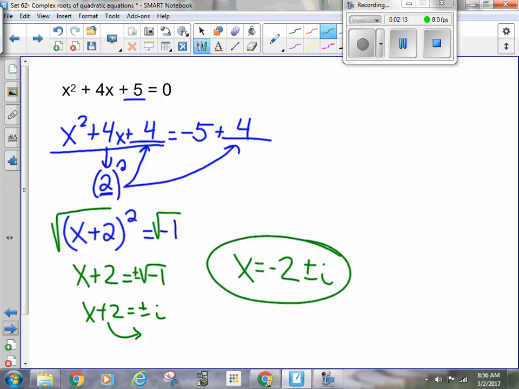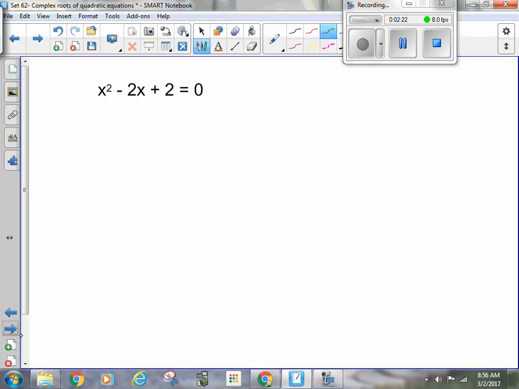So there's really not much difference here than doing normal completing the square. We just, when we have that negative, we're going to take it out and move it into i. So let's do a few more examples.